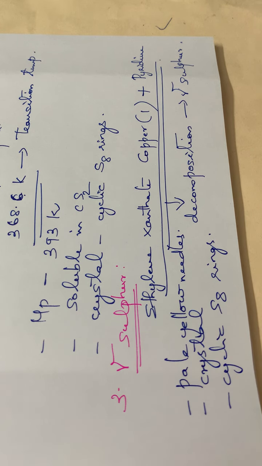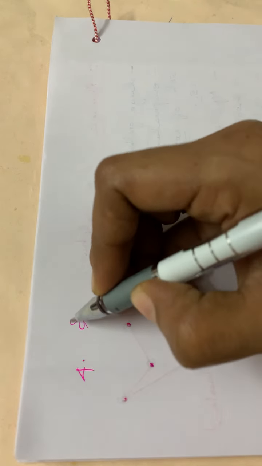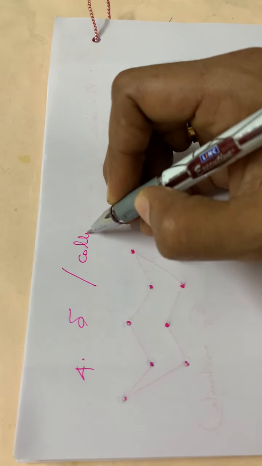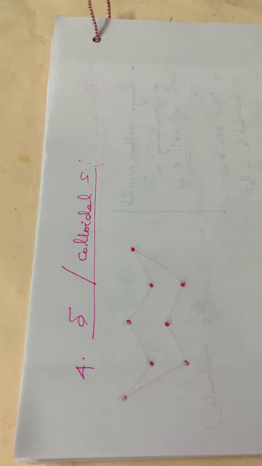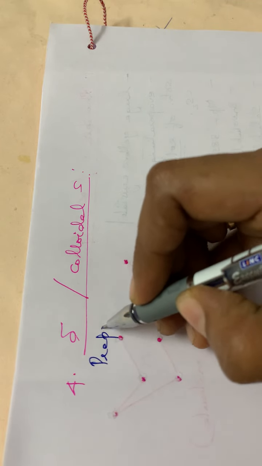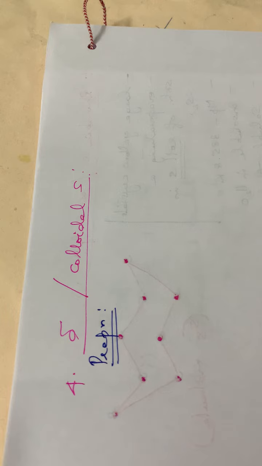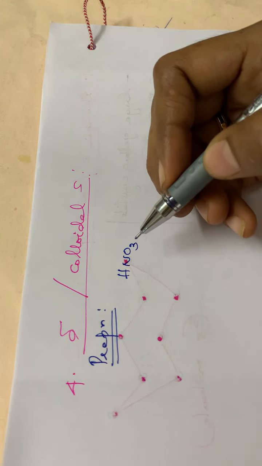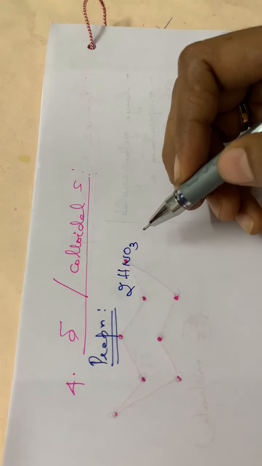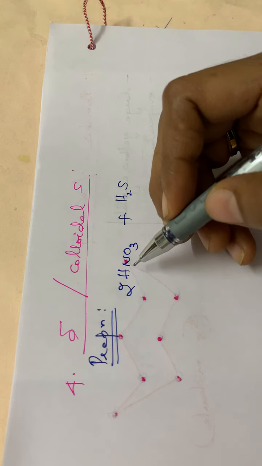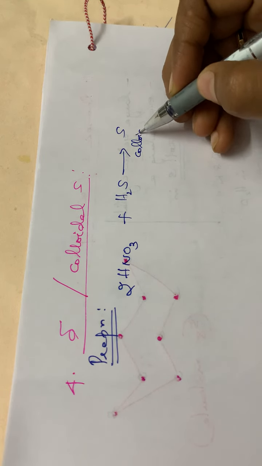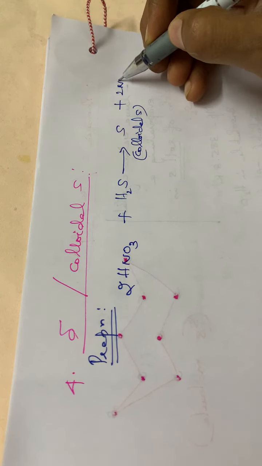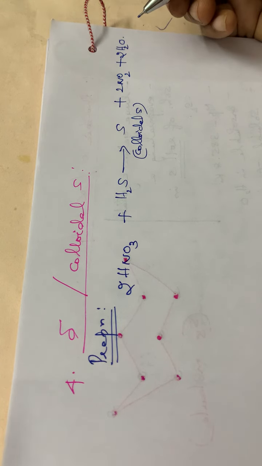Then the next one, the fourth one, is delta sulfur or colloidal sulfur. First, the method of preparation. This colloidal sulfur is prepared by passing H2S through concentrated nitric acid or KMnO4. Nitric acid is a very good oxidizing agent, isn't it? So on passing H2S over HNO3, we will have colloidal sulfur, plus 2 molecules of NO2 plus 2 molecules of H2O.